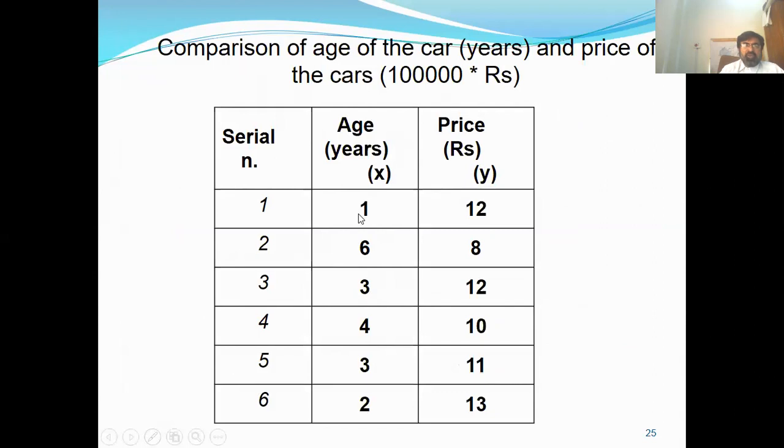So the ages are 1 year, 6 years, 3 years, 4 years, 3 years, and 2 years, and these are the prices, for example, 12 lakhs, 8 lakhs, 12 lakhs, 10 lakhs, 11 lakhs, and 13 lakhs. So these are the different prices being given against the age.